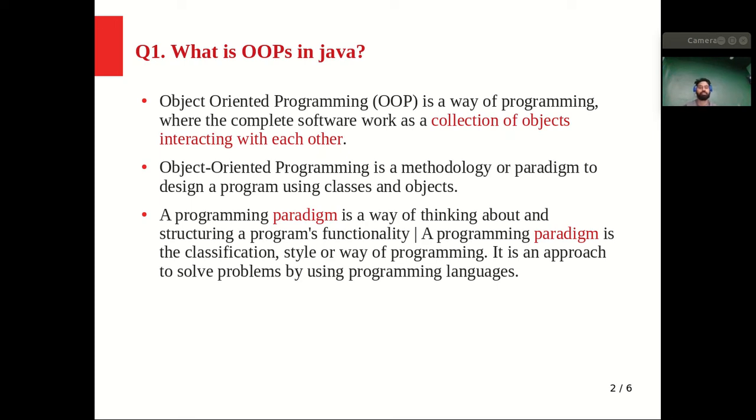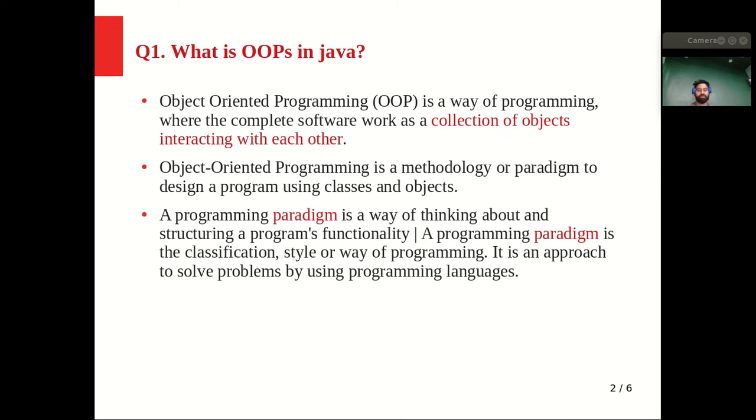So object-oriented programming is a way of programming where the complete software works as a collection of objects interacting with each other. In the OOPS concept, the object plays a vital role. With the help of the object, we are accessing the class and the class members, right? So OOPS is a methodology or a paradigm to design a program using classes and objects. So this is regarding the OOPS concept in Java.